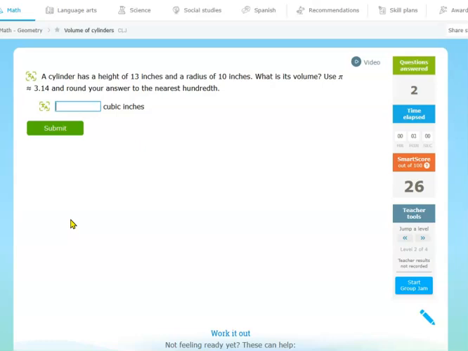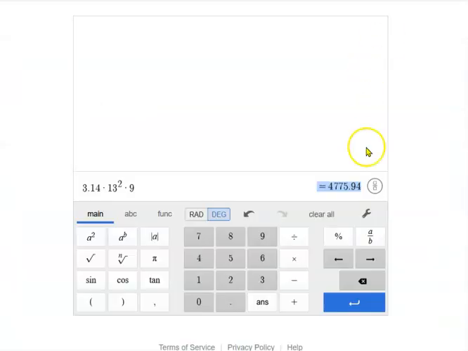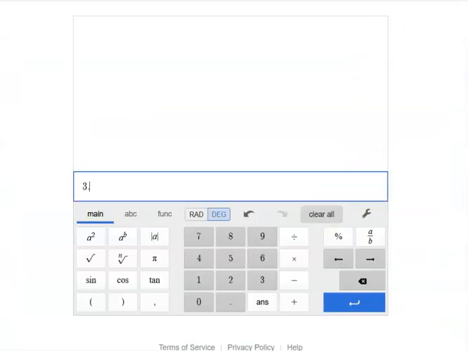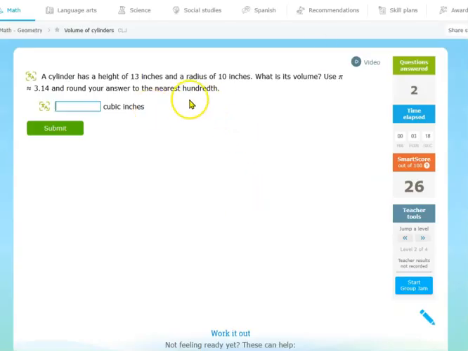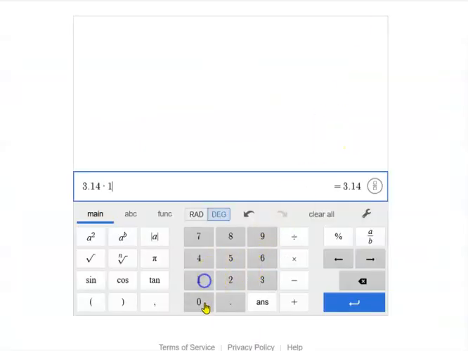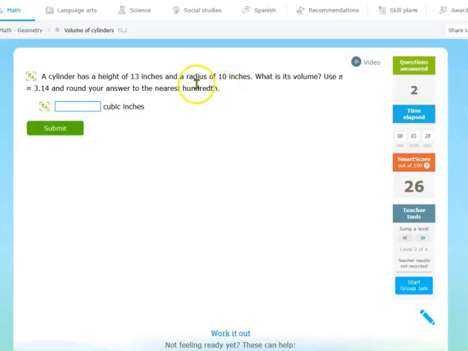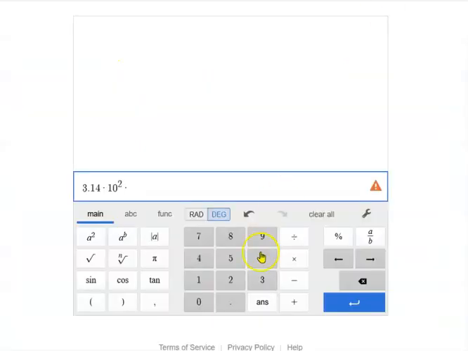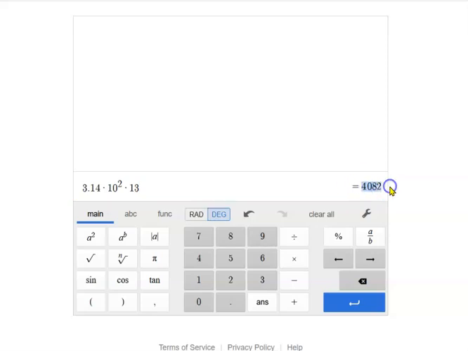Okay, next up. A cylinder has a height of 13 inches and a radius of 10 inches. What is its volume? I'm just going to go over to the calculator this time. I'm going to clear this out and start to fill this in. So we know it's 3.14 times the radius squared. Let's come back over here. Our radius is 10 inches. So 3.14 times the radius squared times the height, and the height is 13. Okay, another one where we don't have to do any rounding. 4,082.